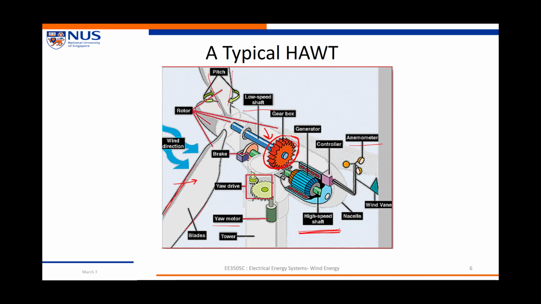Now you'll notice two more things. Like I said before, a horizontal axis wind turbine requires a yaw motor, and another thing you will notice is something called an anemometer. What this does is find out the direction of the wind. So it will ensure that the wind turbine is always aligned in such a way that the maximum amount of wind is utilized and converted into energy.